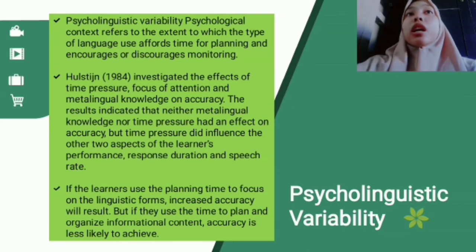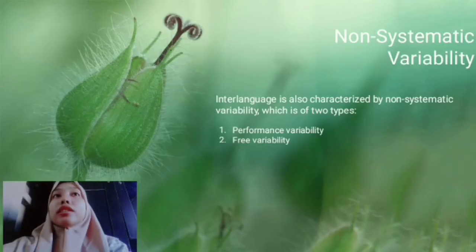If the learner uses the planning time to focus on the linguistic form, increased accuracy will result. But if they use the time to plan and organize informational content, accuracy is less likely to be achieved. And physical-linguistic factors to do with the learner's emotional or physical condition can lead to slips, hesitation, and repetition. Next is non-systematic variability.